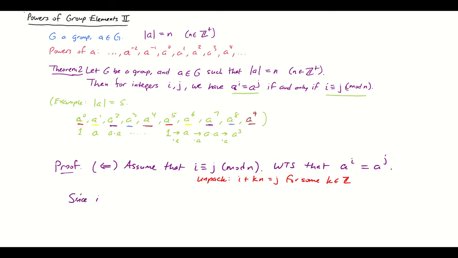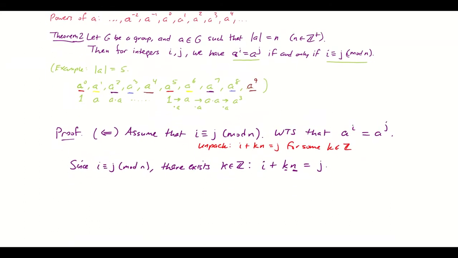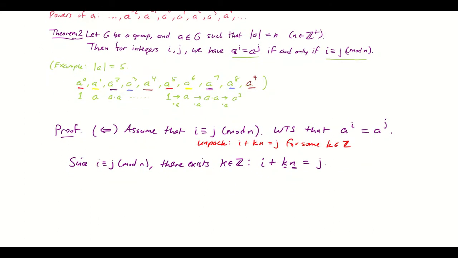Since i is congruent to j mod n, there exists some k in the integers such that i plus kn equals j. Now remember, n is the order of a, so that's the order, and then this is some multiple of it. Okay, so now keep in mind, k might be a positive integer, it could be a negative integer, it could be 0. We don't know a whole lot about it. But now, I'm going to use this to write down what a to the j is.